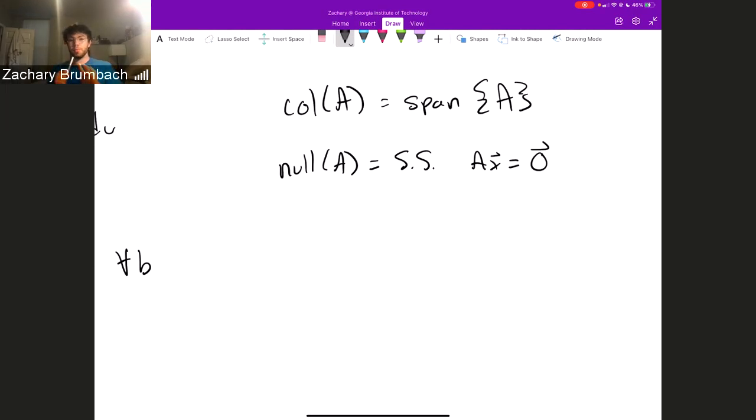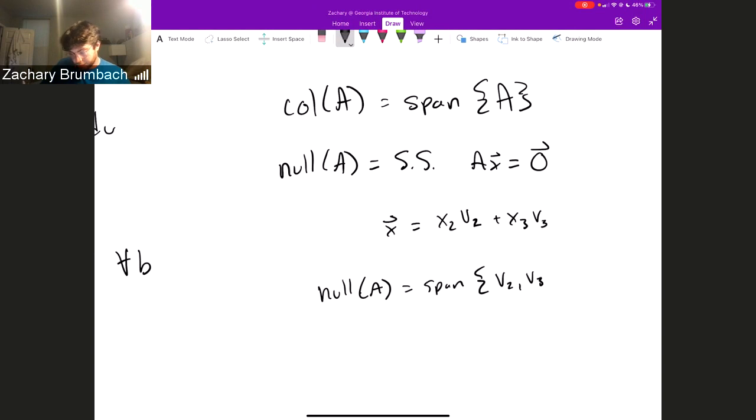You get to row reduced form, put it in parametric form, and your parametric vectors are like x2 times v2, plus x3 times v3. This is just a general showing of parametric form. So the null space of A in this case would be the span of v2, v3. That is the basic definition of null space and column space. They're the things that we've been doing for the whole semester, just named a little bit differently.